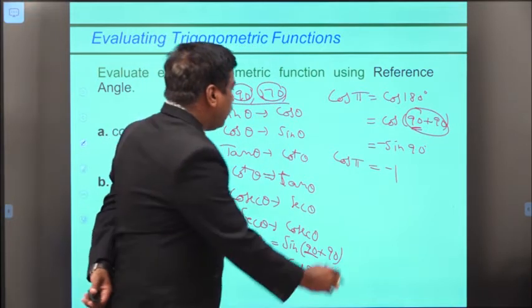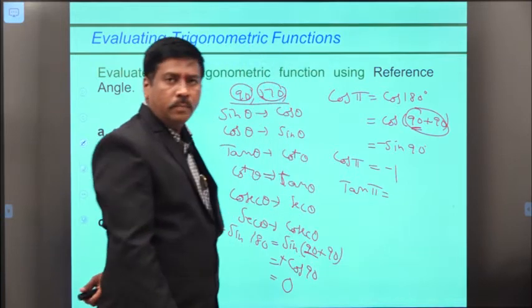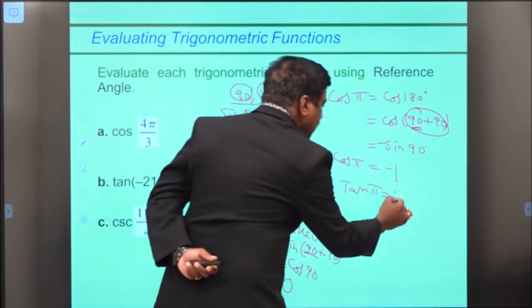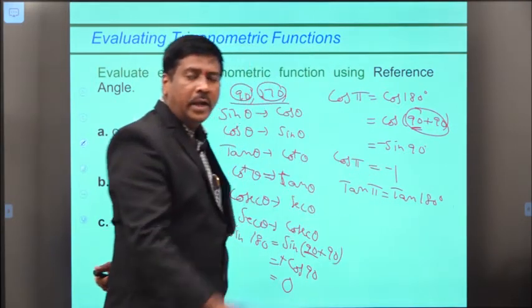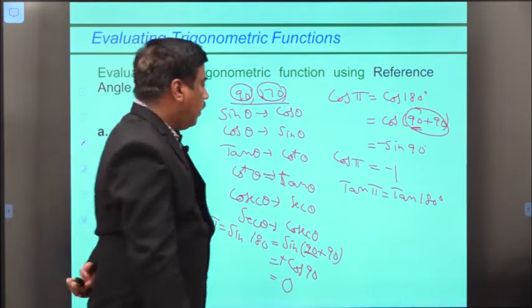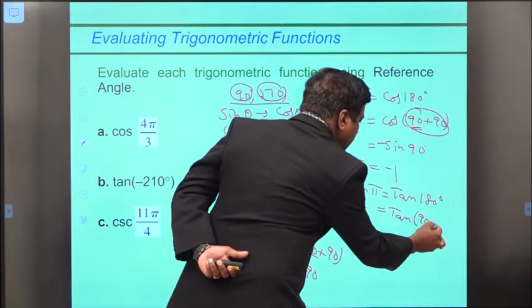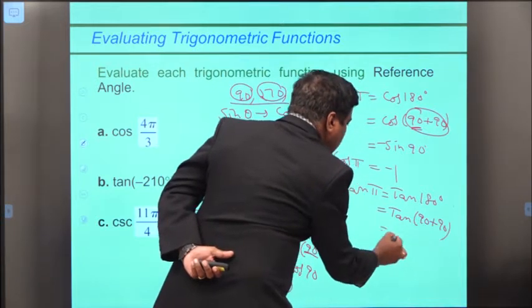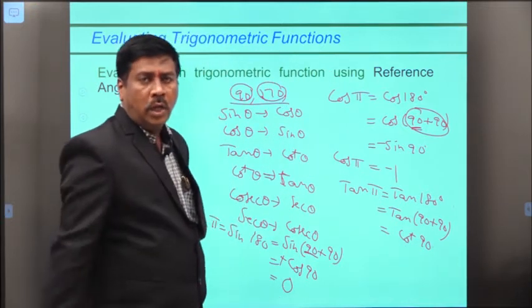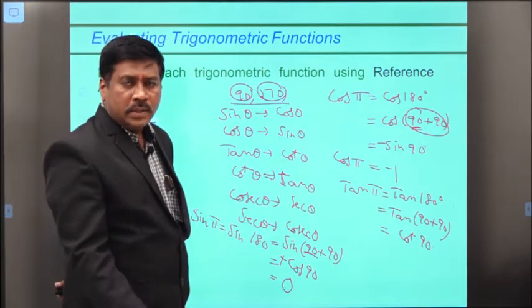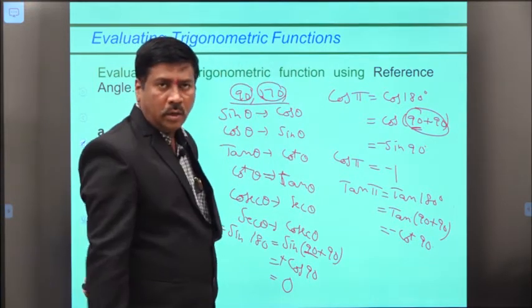In a similar way, tan pi: how do we write it? Pi means tan of 180 degrees, because you have to convert the radians into degrees. Now I write this as tan of 90 plus 90. At 90 degrees, tan will be changed to cot 90. At 90 plus theta, the second quadrant, tan will be negative, that is minus of cot 90.